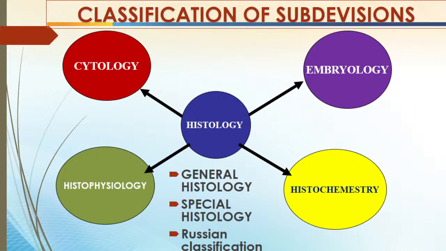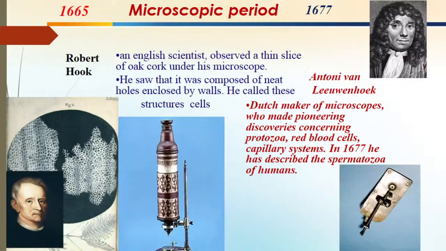So let's continue our talk about the microscopic period. The microscopic period started in 1665, when Robert Hooke, an English scientist, observed a thin slice of cork under a microscope which he had made himself, and he saw that the cork tissue was composed of holes enclosed by walls. He named them cells.